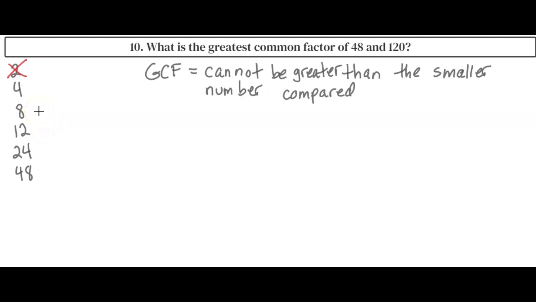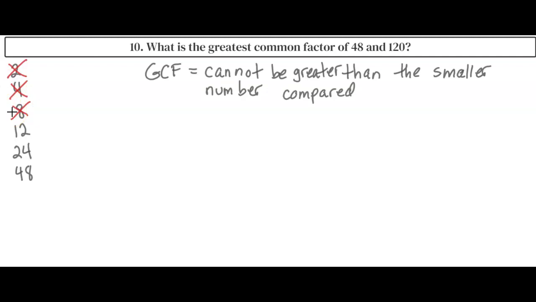Does 8 go into 48? Yep. Does 8 go into 120? Yes. So far, 8 is our greatest common factor. Let's see if 12 would be a greater common factor. Does 12 go into 48? Yep. Does 12 go into 120? Mm-hmm. Therefore, 8 is not our greatest common factor.